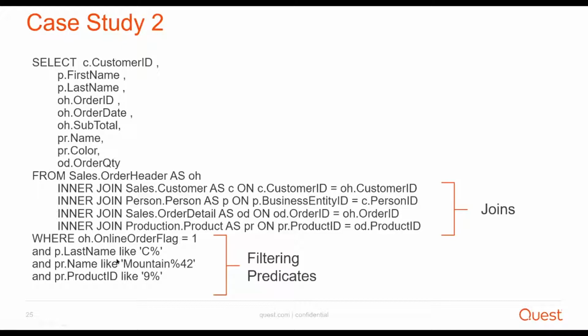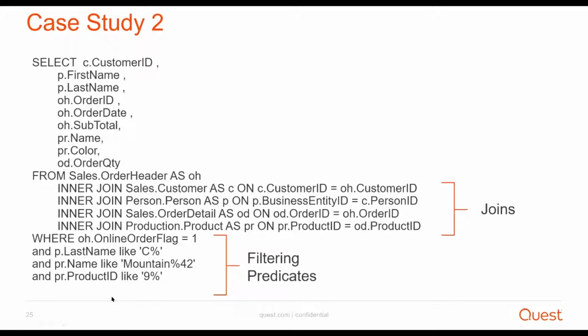And look at my filtering predicates. I'm looking for OnlineOrderFlag equals 1, so I'm only looking for online orders only. I'm looking where last name like 'C%', product name like 'Mountain%42', and product ID like '9%'.